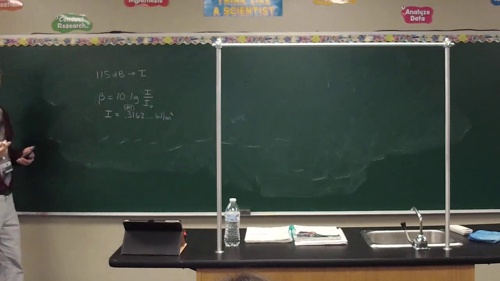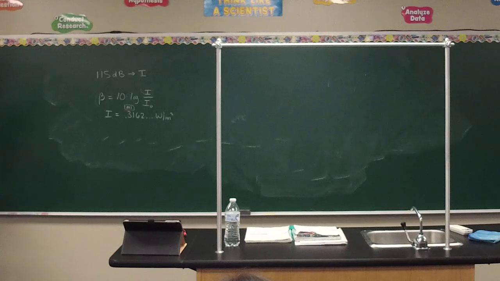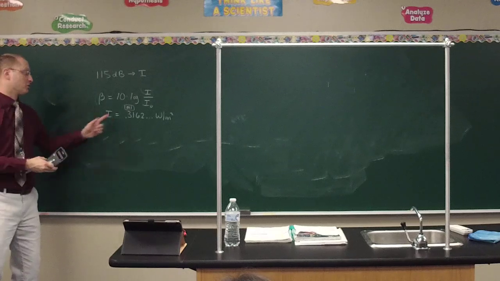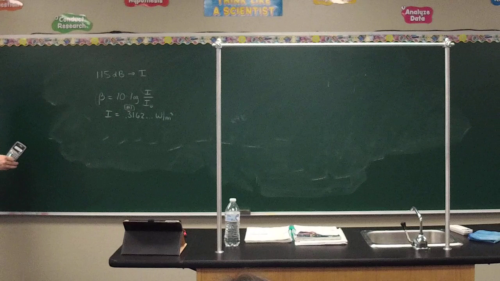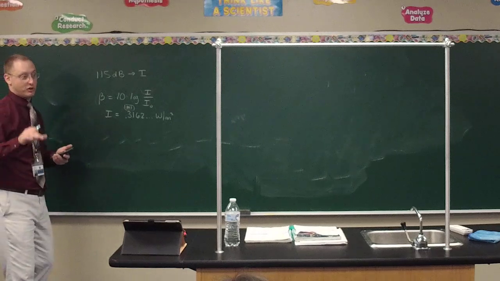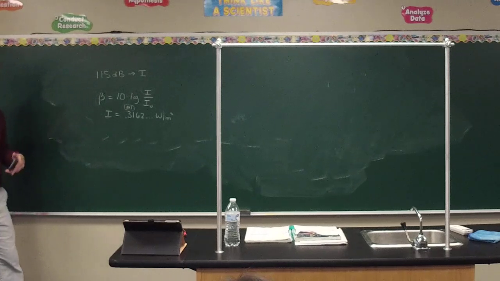That's almost the threshold of pain, right? 1 full watt per meter squared would be threshold of pain. This is really close to 1. So it's almost painful to stand right next to the railroad crossing as the train goes by. It's more painful if you're actually on the tracks as the train goes by, but we're not on the tracks in this problem.